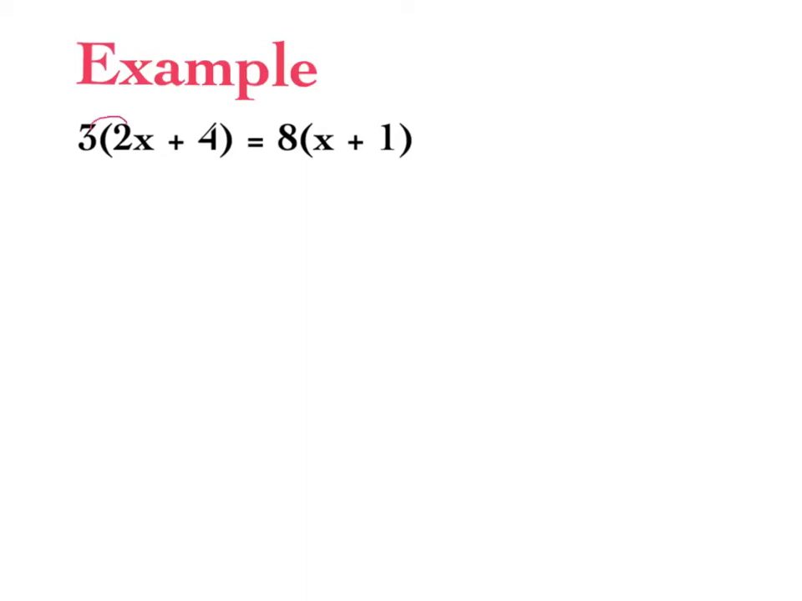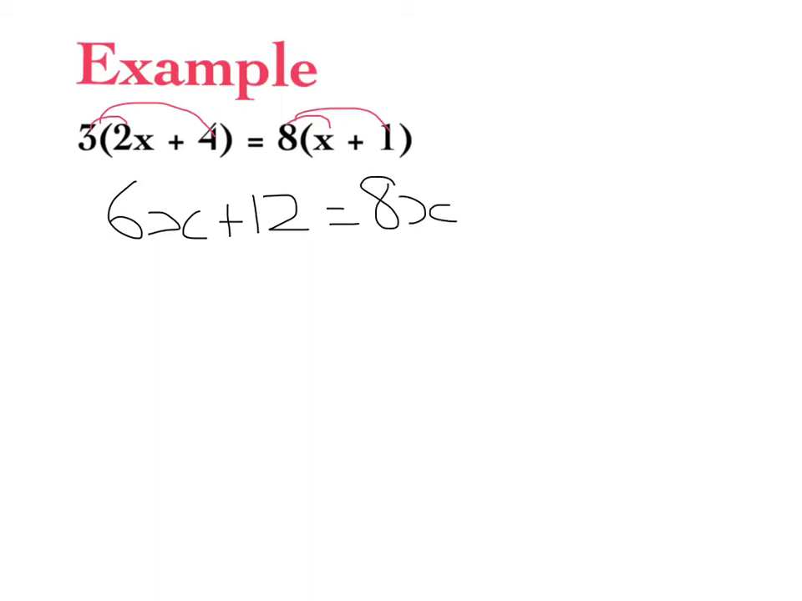multiplied by 2x, 3 multiplied by 4, is equal to 8 multiplied by x, 8 multiplied by 1. 3 multiplied by 2x becomes 6x, 3 multiplied by 4 becomes 12, is equal to 8 multiplied by x is 8x, 8 multiplied by 1 is 8. So now I have 6x plus 12 equals 8x plus 8.